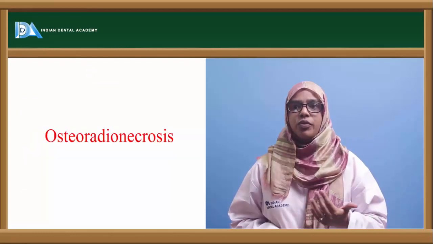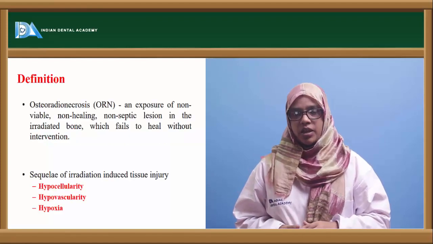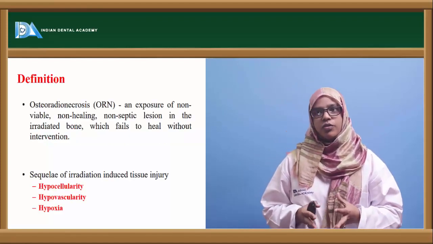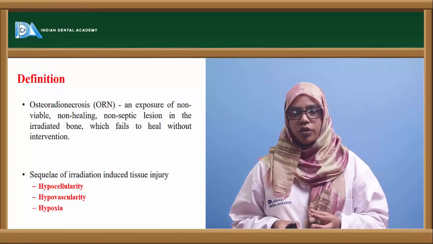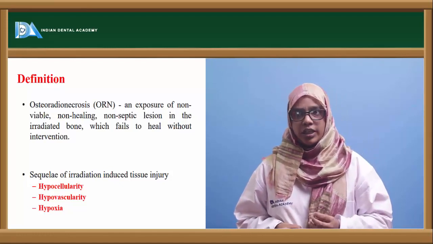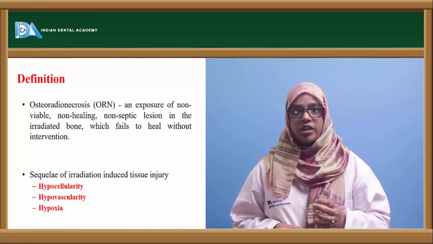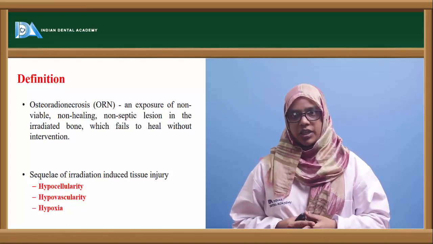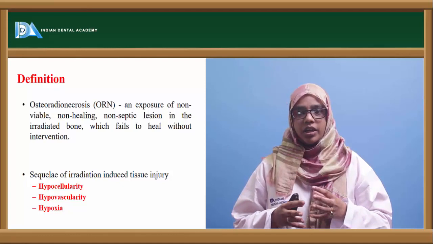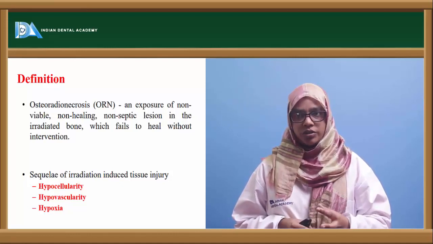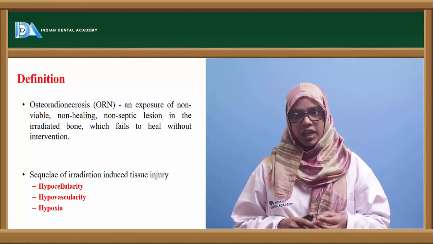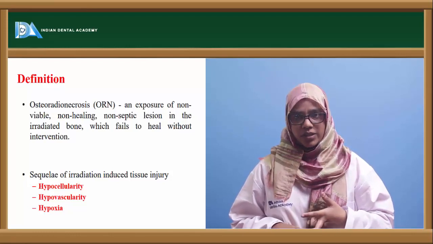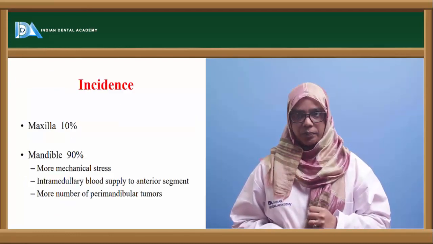Now let's move on to osteoradionecrosis. By definition, osteoradionecrosis is an exposure of non-viable, non-healing, non-septic lesion in an irradiated bone which failed to heal without intervention. It occurs in irradiated bone because of tissue injury, because of three things: hypocellularity, hypovascularity, and hypoxia.